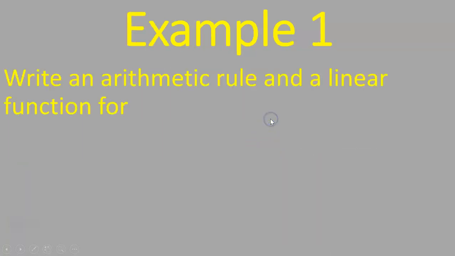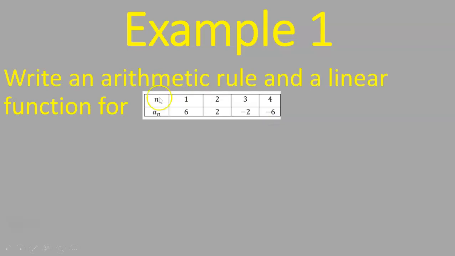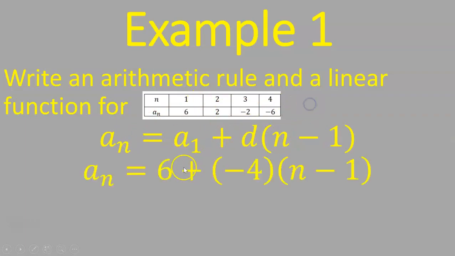A couple examples. Write an arithmetic rule and a linear function for this representation. This is a little tabular representation where, again, we're only doing it for the whole numbers, but we know that if it were a linear function, you can actually go in between. So we're going to use the same, what we call the explicit formula. A sub 1 is 6. The common difference is -4. Remember, the common difference can be negative.